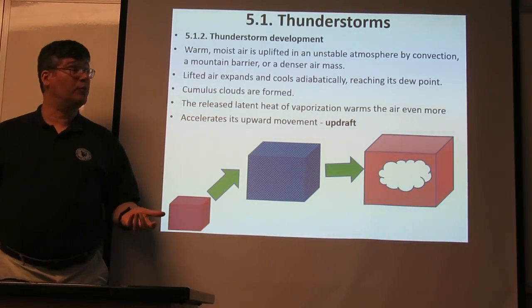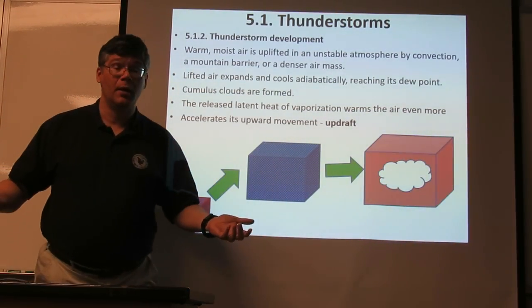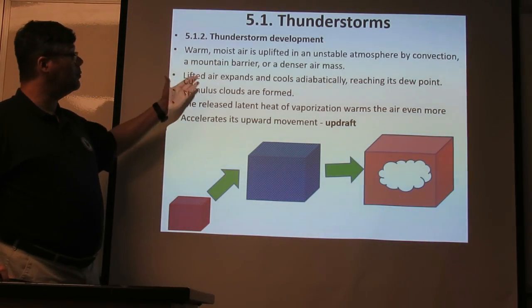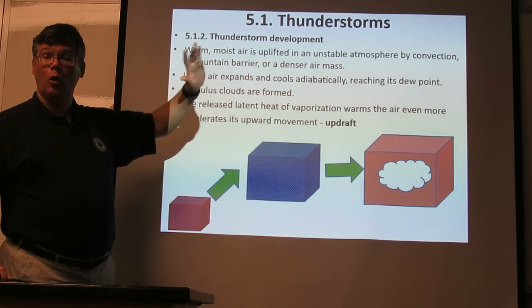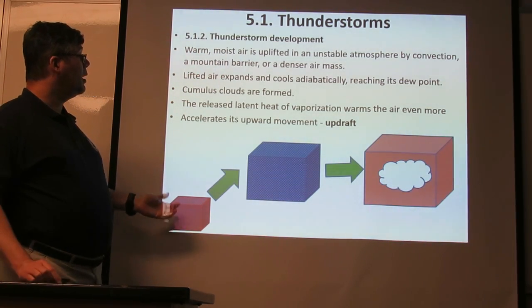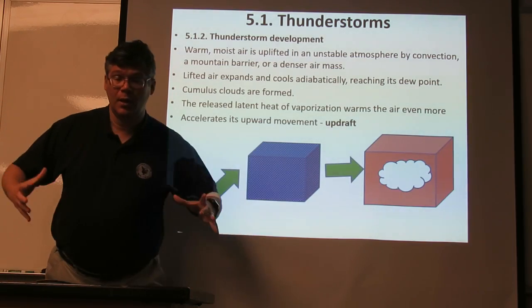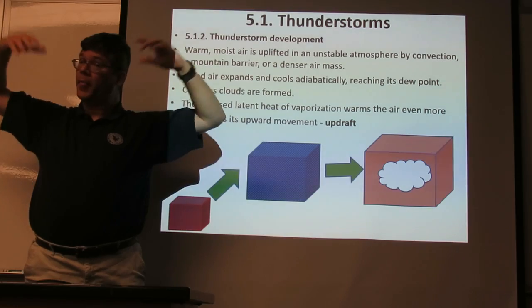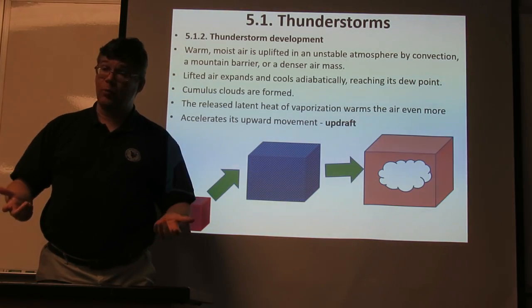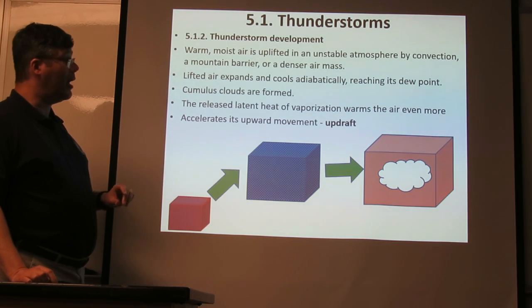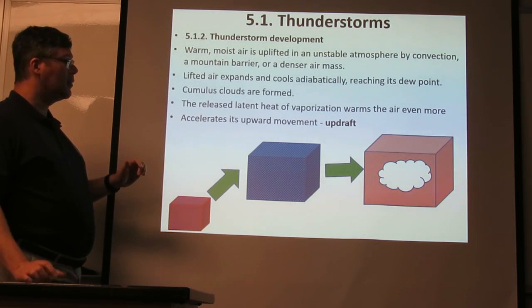So again, our thunderstorm forms when you have warm, moist, unstable air rise up, whether it's due to convection, going over a mountain, or a cooler air mass that it's pushed up over. As the air rises, it's under less pressure, it expands, lower pressure, adiabatic cooling, and we hit the dew point, and we start to build clouds, puffy cumulus clouds.